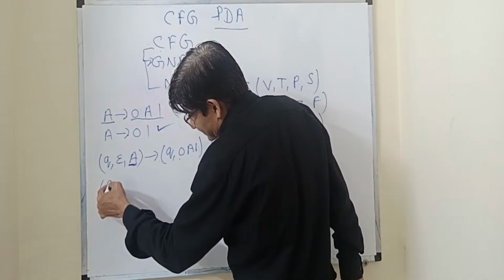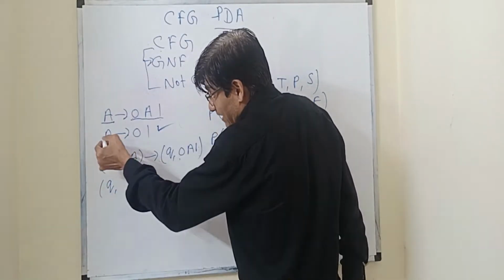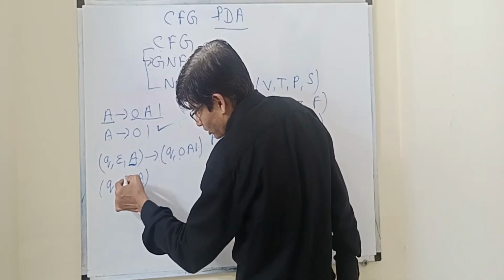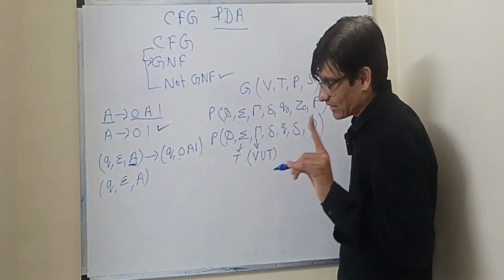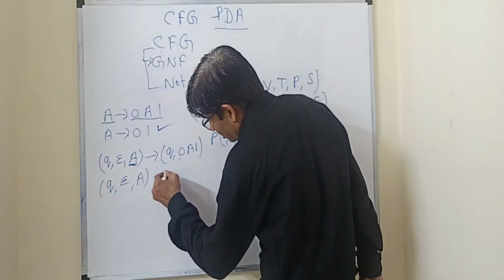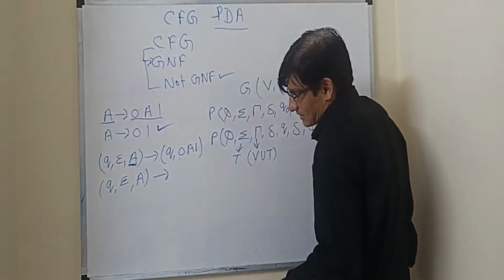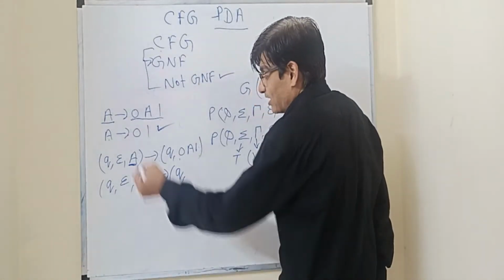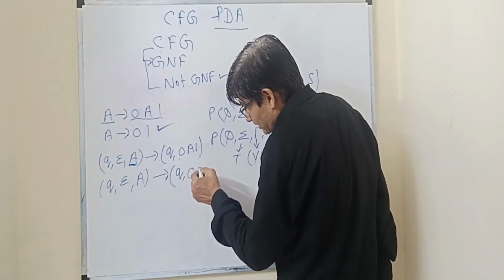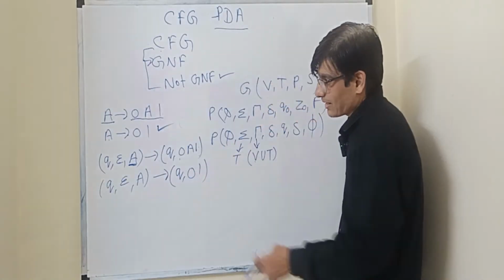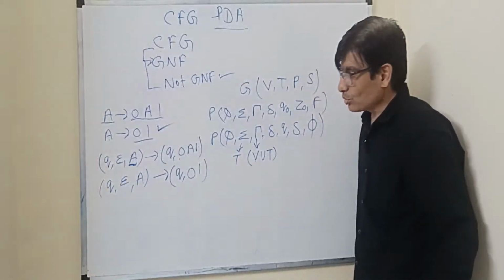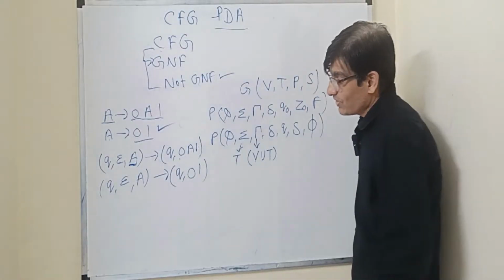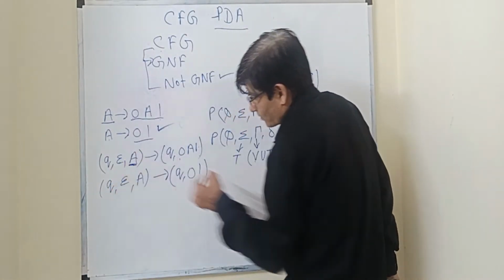So now the current state is Q, and the left hand side variable is the current stack top. As the stack top is a variable, I will not read any symbol from the input, and I will read epsilon in this case. And now again the new state would be Q only, and next we will push into the stack 0, A, 1, the right hand side of the production. So based on these two productions, we have written these two transitions for the PDA.